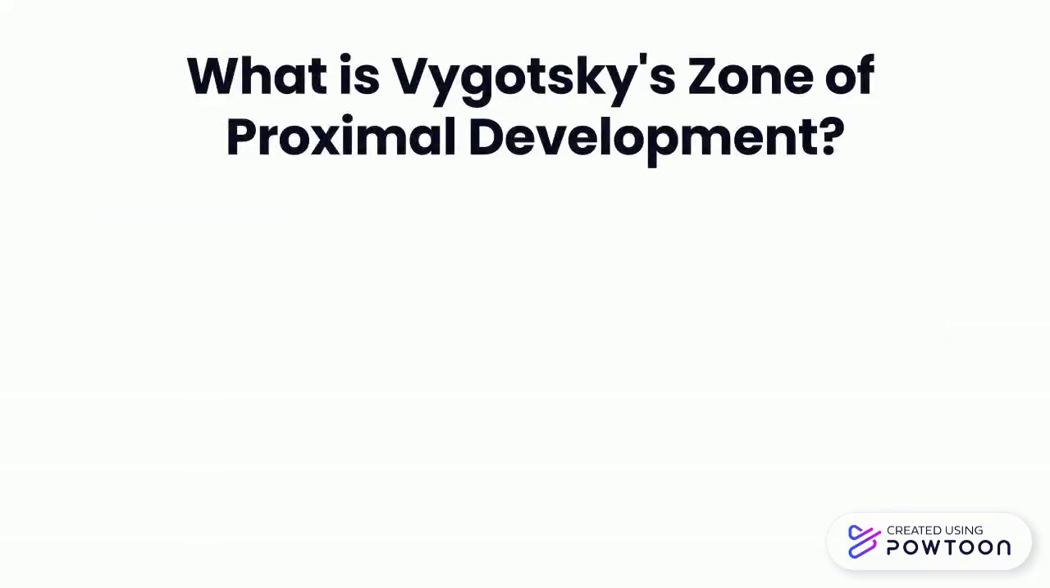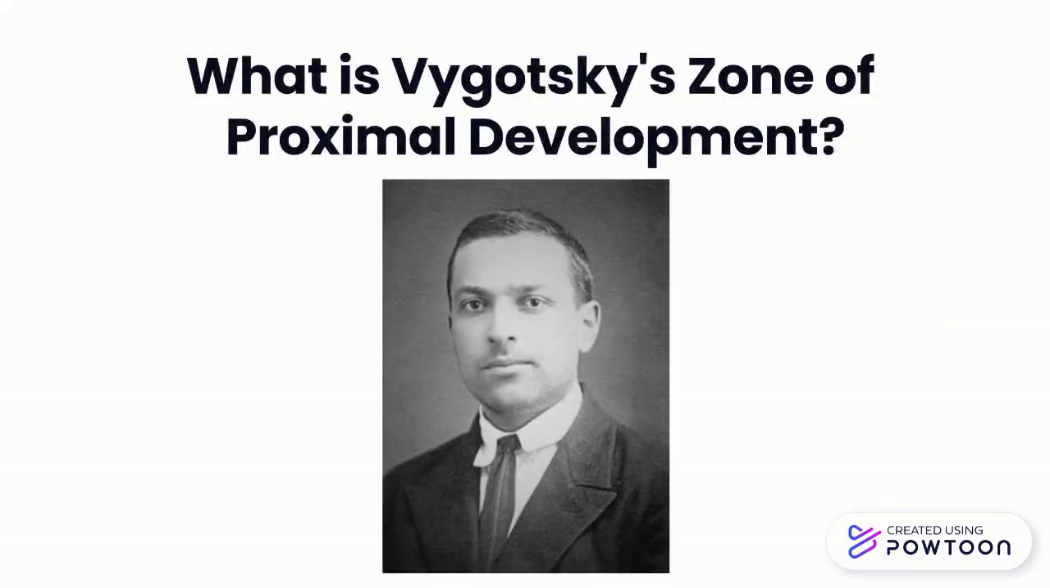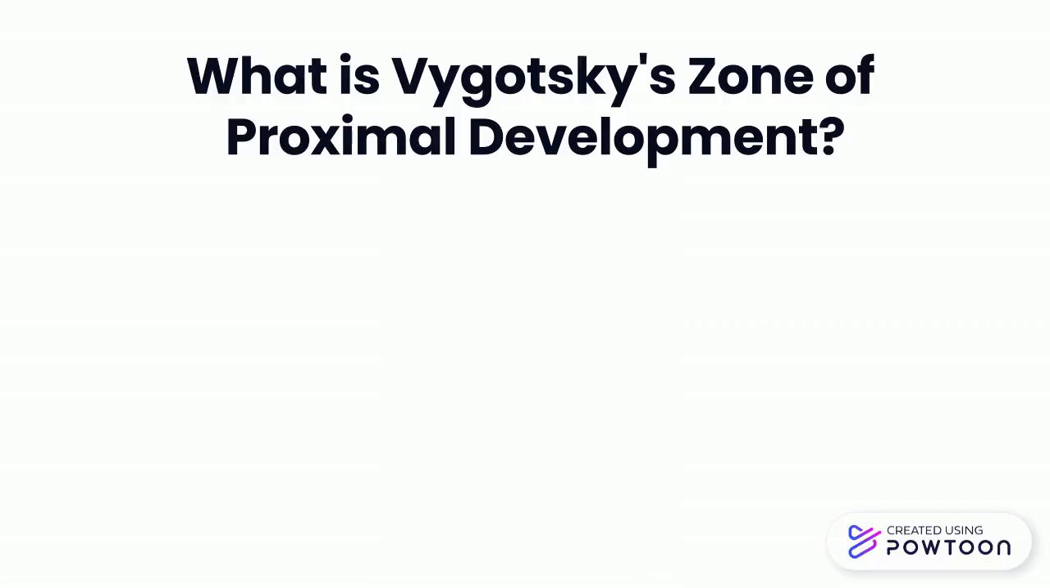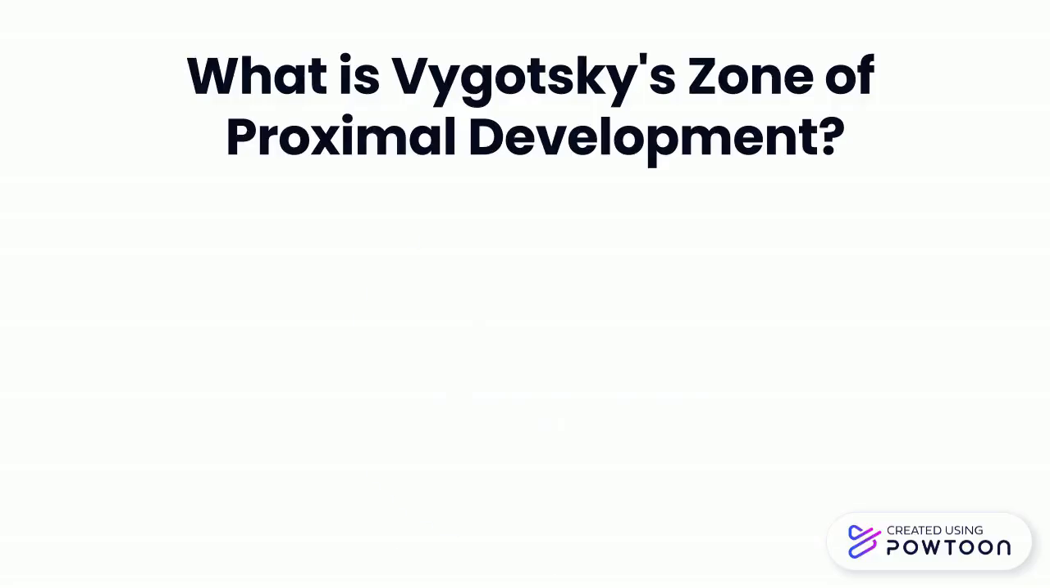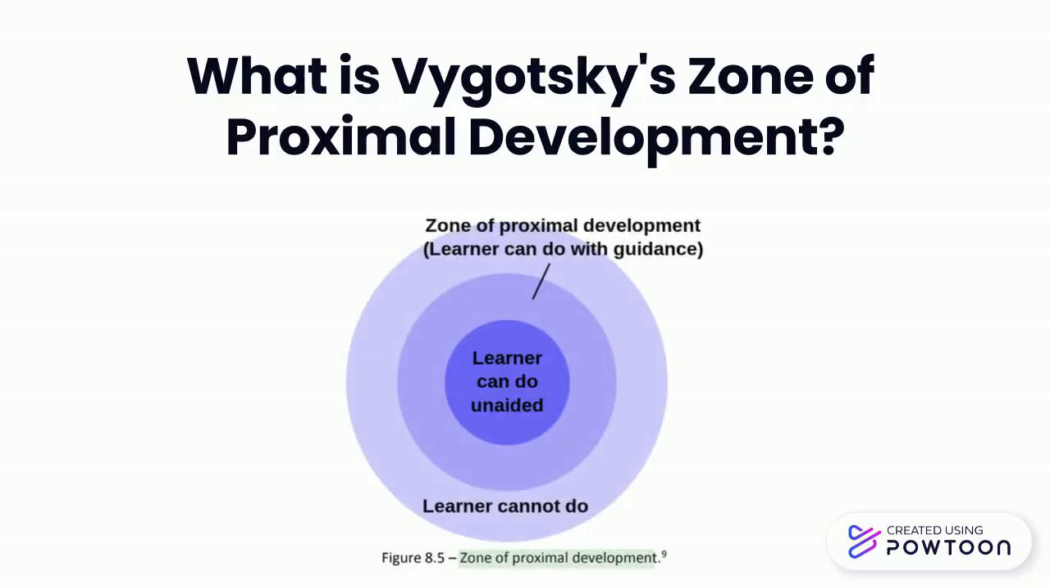So who was Vygotsky, and what is the Zone of Proximal Development? Lev Vygotsky was a Russian psychologist in the early 1900s. He focused his research on the idea of social constructivism, the idea that learning is a social and collaborative process and that knowledge is constructed through interaction with others. Vygotsky developed the idea of zone of proximal development, or ZPD for short.